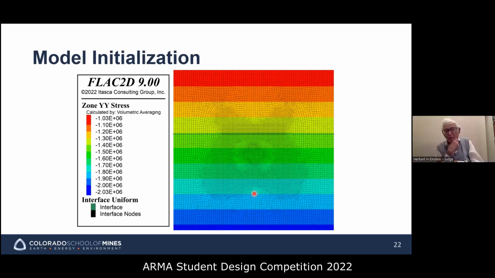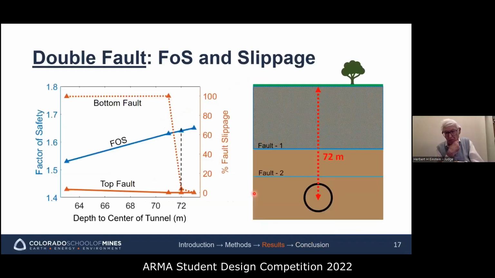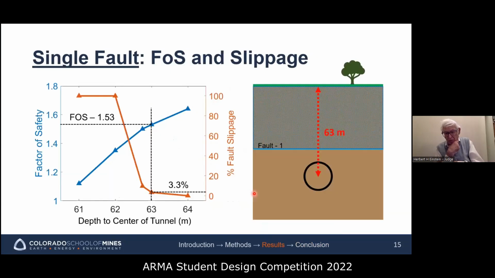I'm wondering why that small a depth difference makes that much of a difference with regard to slippage and safety factor. For the single fault scenario or the double fault? Well, particularly for the single fault. So you're asking why a small change? You talk about 1 meter difference and the major difference in both factors. Okay, so your question is, why does a small change in the tunnel depth change the model by such a large amount? Yeah, and the other way around also for the slippage.